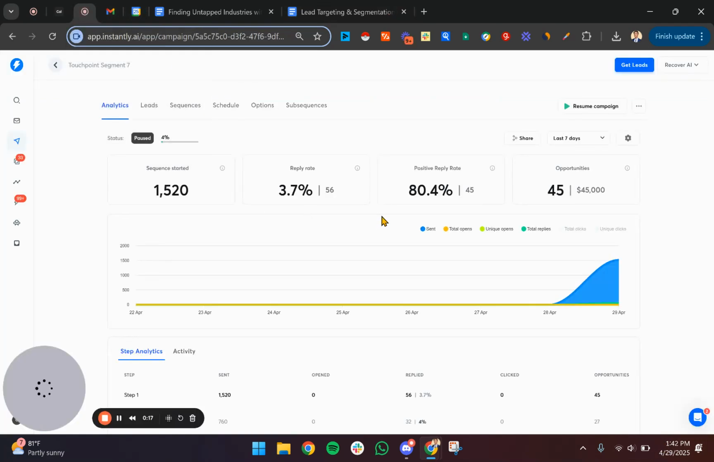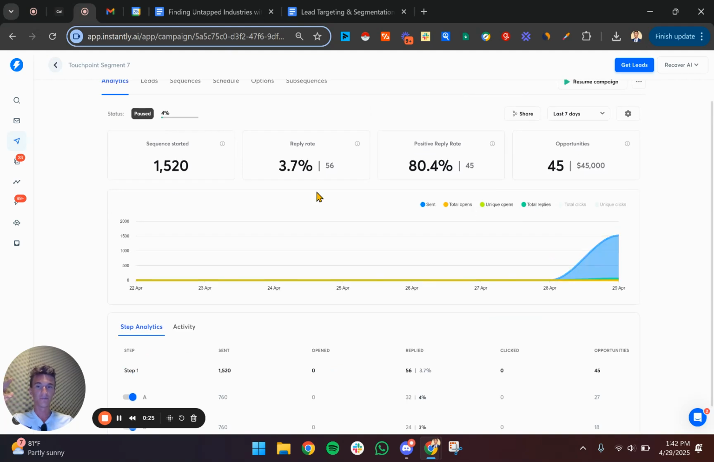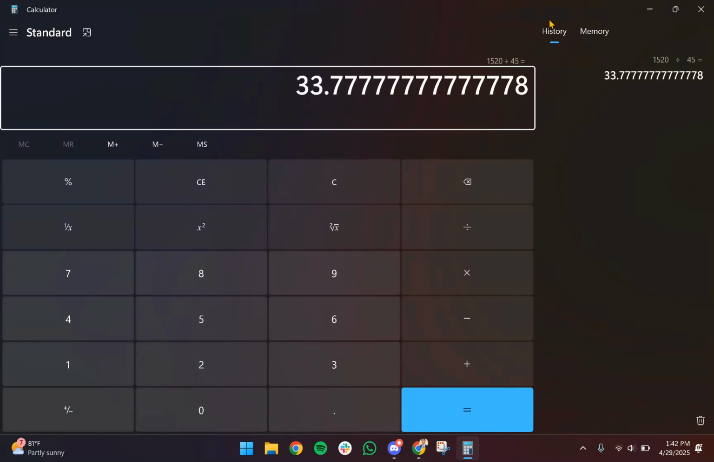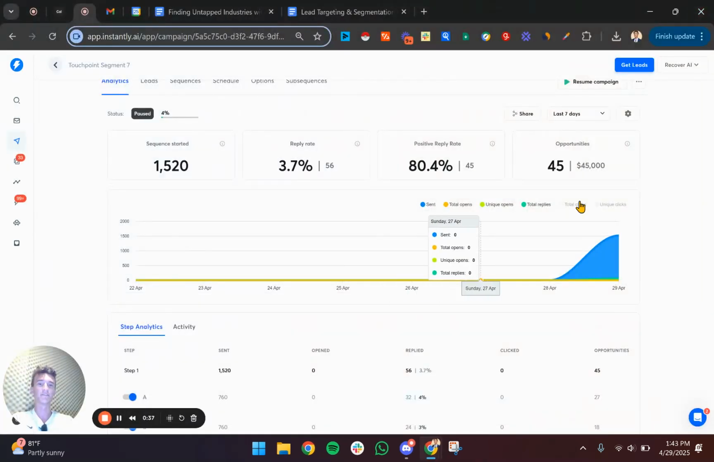One of our most recent campaigns that we actually just launched, as you can see here, 45 replies and opportunities that were positive from just 1,500 emails here. So the resonance is pretty wild, right? When you do the calculations here, it's 1,520 divided by roughly 45. That's 1 out of every 33 emails that said, yes, I'm interested in more.